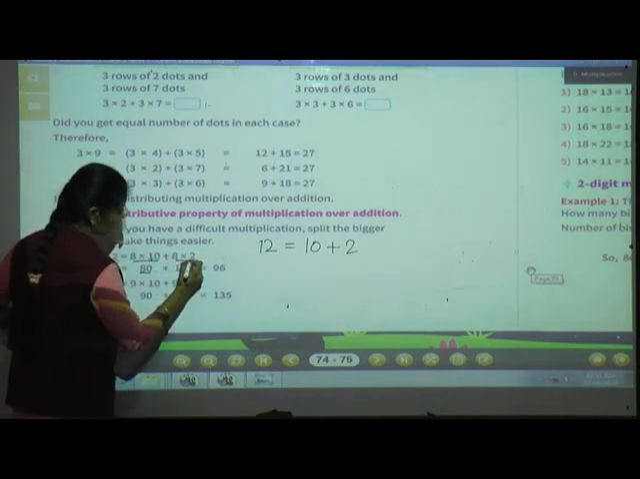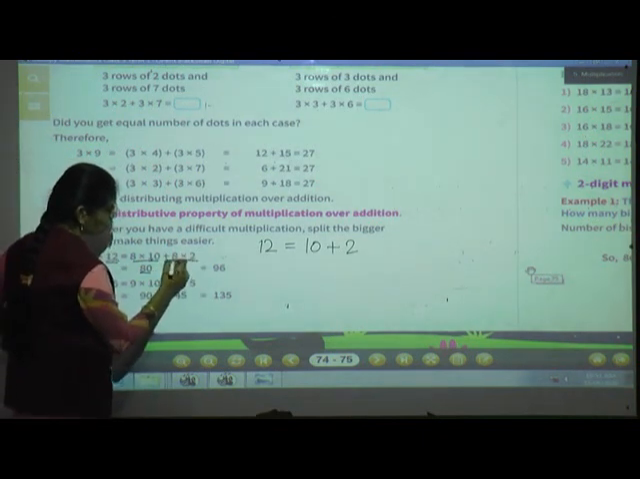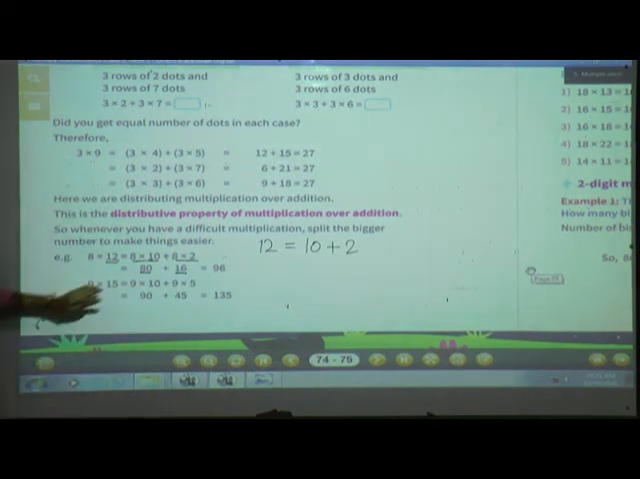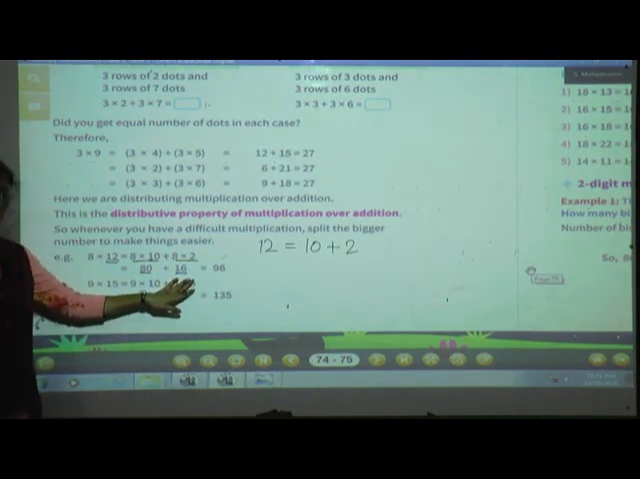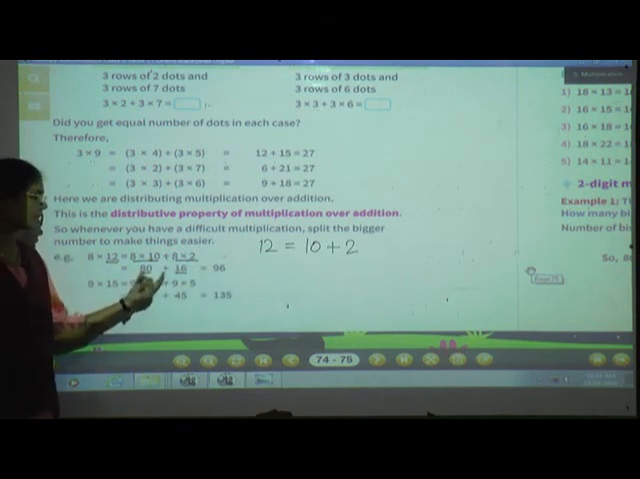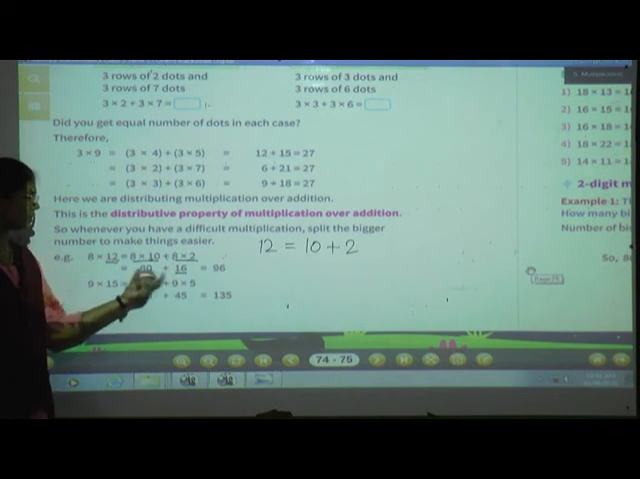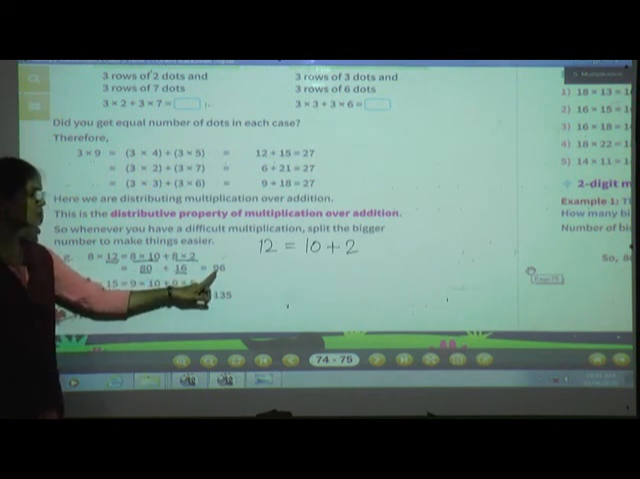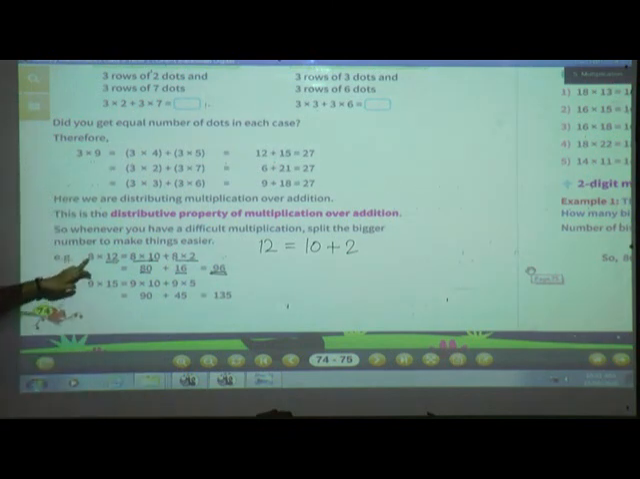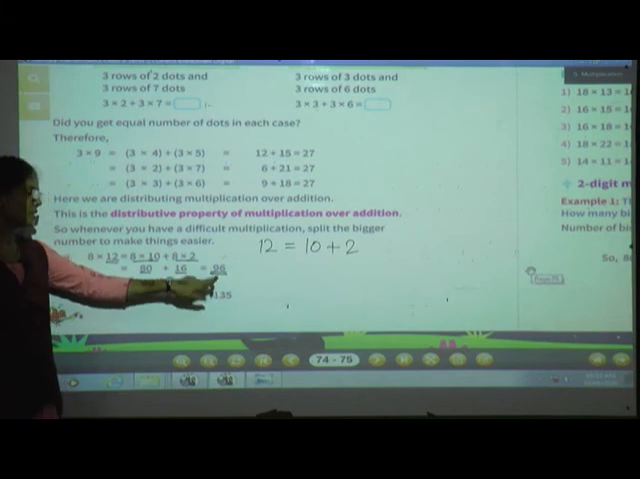Then you do the multiplication 8 into 2. 8 2s are 16. Very easy. Afterwards you have to add these two numbers to get the answer. Now do the addition: 80 plus 16 is equal to 96. This is the answer. When we multiply 8 into 12, we get the answer 96.